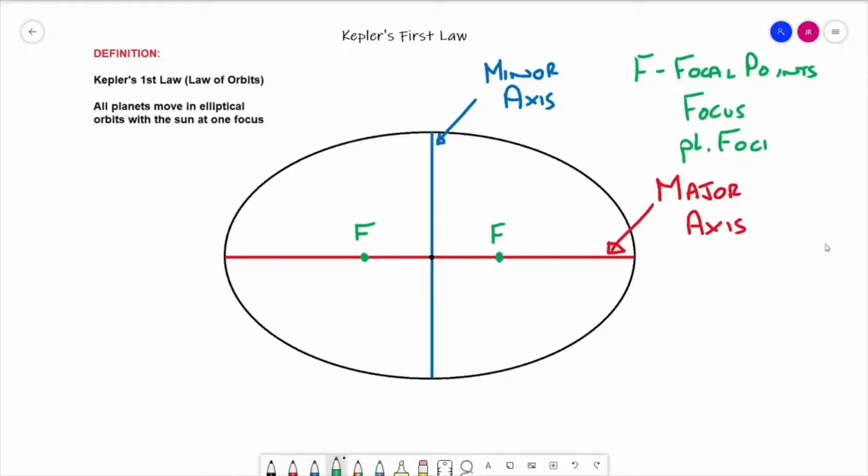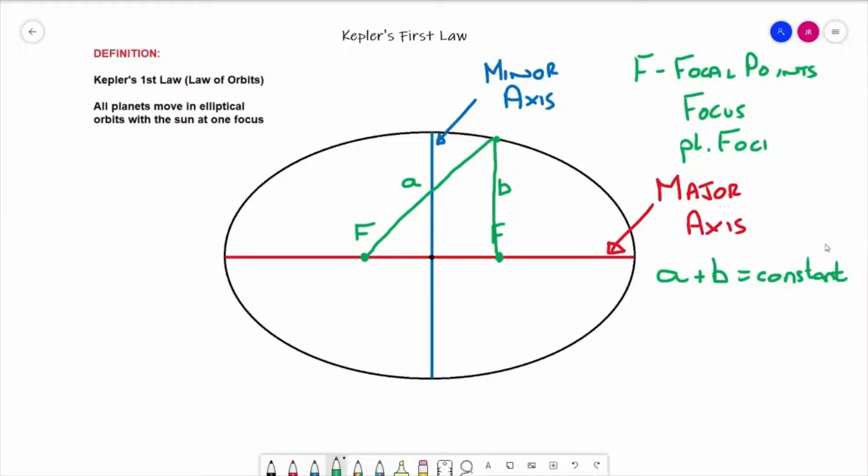Now, one property of an ellipse is that if you choose any point on the ellipse itself and draw 2 lines from the focal points to the point on the ellipse, I'll label that one A and I'll label that one B. Then one of the properties of an ellipse is that when you add those 2 lengths together, A plus B will always equal a constant.